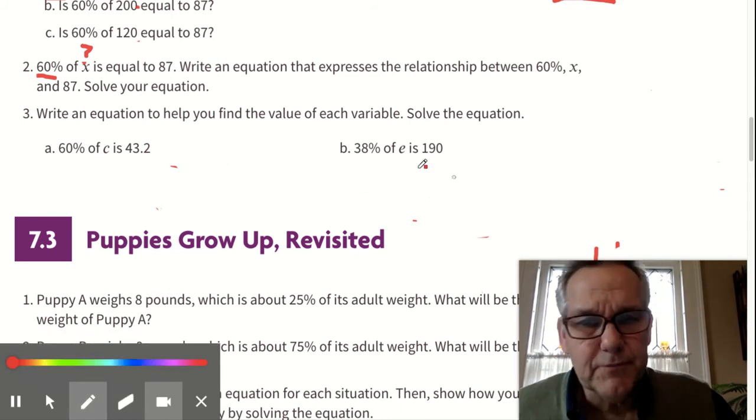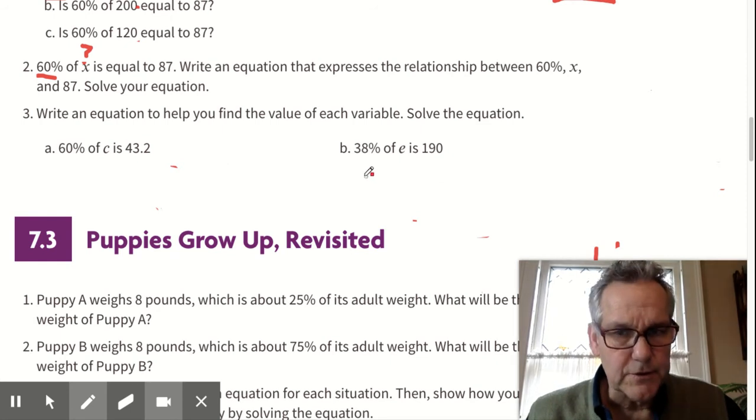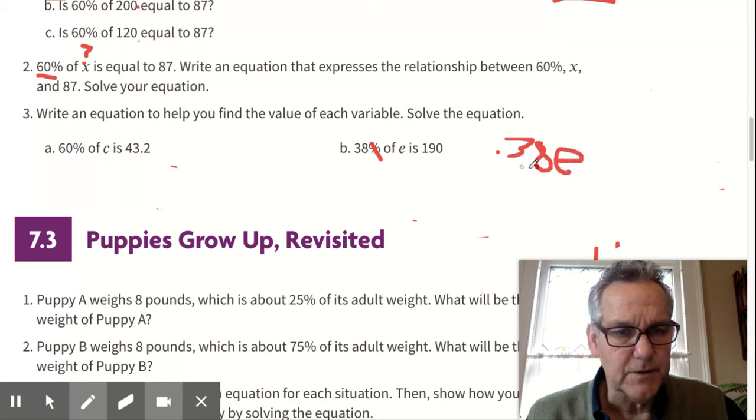So 38% of E is 190. So again, I'm going to convert the percentage to a decimal. Quite easy. I get rid of the percentage symbol, divide it by 100, which means it's 0.38. And it's of E, so it's just E, right? When I don't put any space between a number and a variable, it means multiply, is 190.